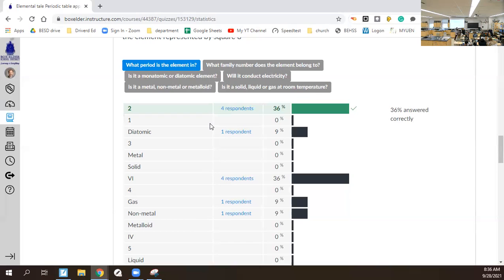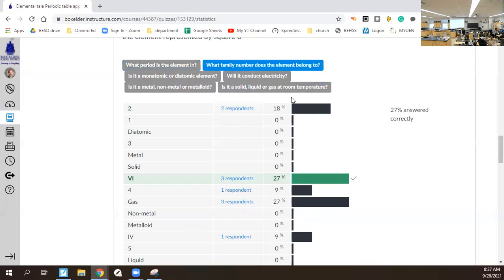So again, that's how the periods work. The periods go across the periodic table in the sense that they are rows. They go horizontally. And our groups, do they go horizontally too? No, they go vertically.